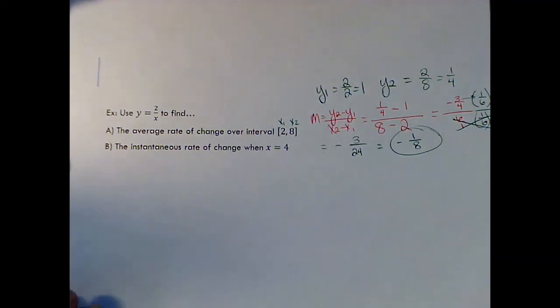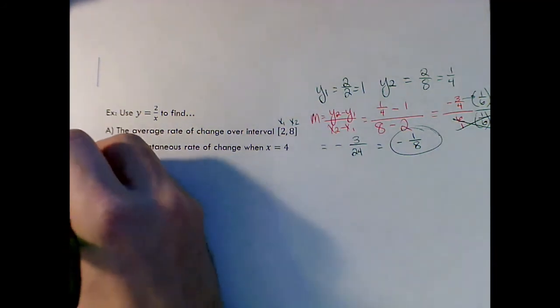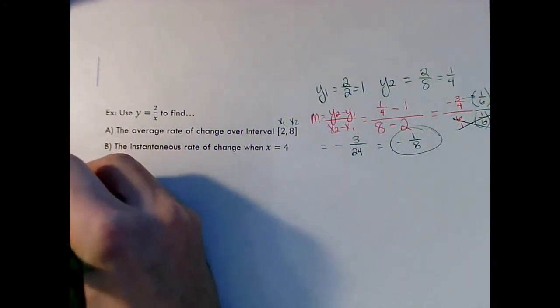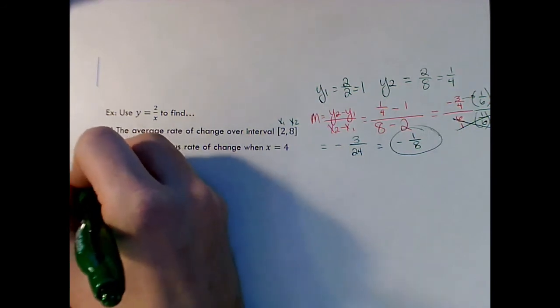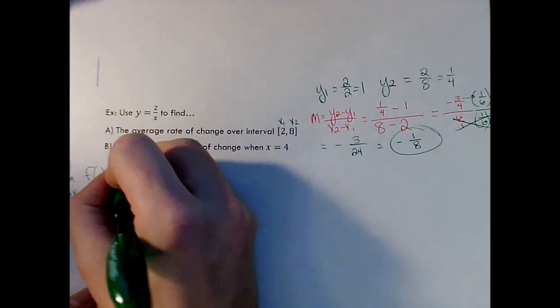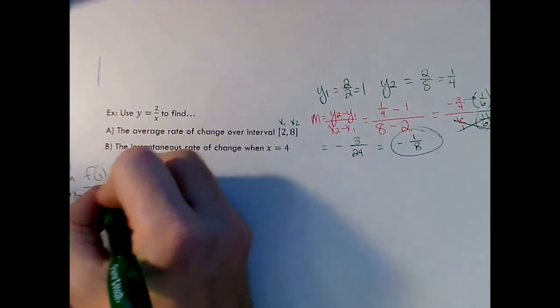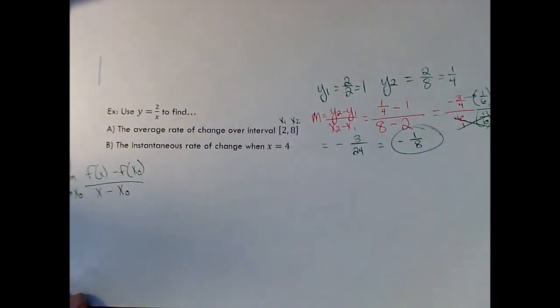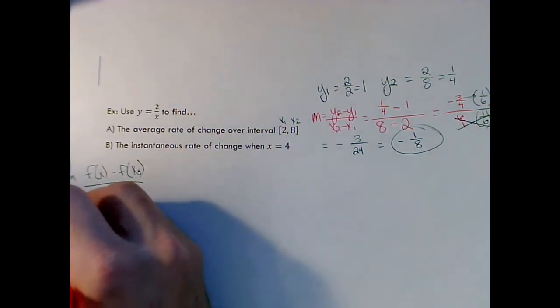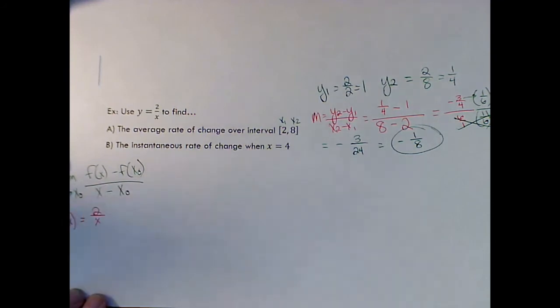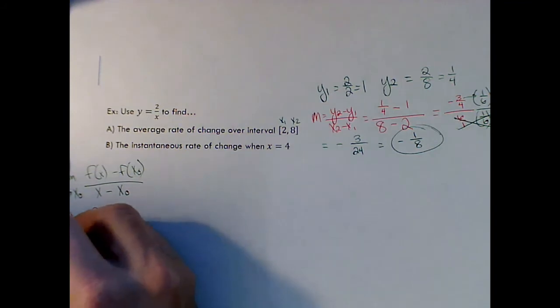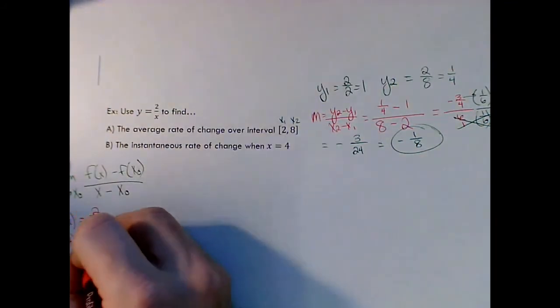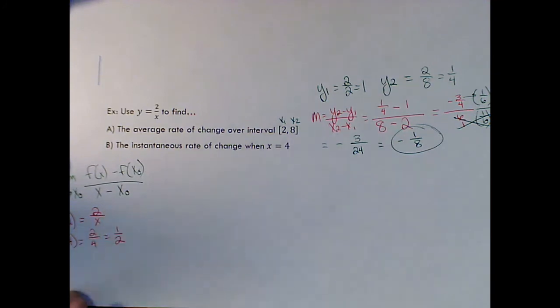Instantaneous rate of change, as you may or may not recall, was the limit as x approaches whatever number we're talking about of f of x minus f of whatever number we're talking about over x minus whatever number we're talking about. And in this case, we care about 4. So I need f of x, which is just 2 over x. I need f of 4, which is 2 over 4, which is a half. Ugh.